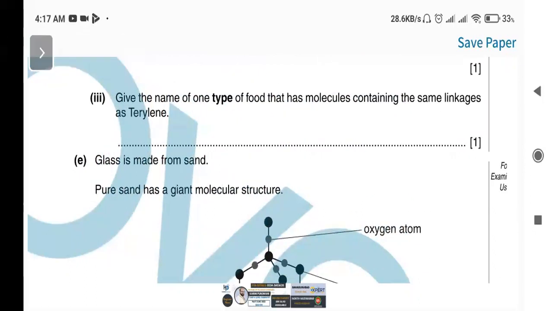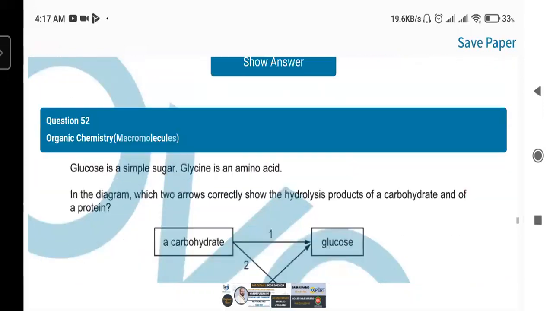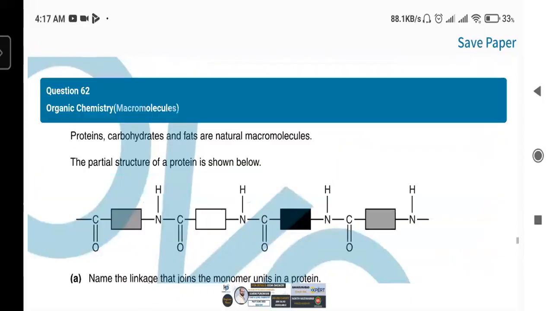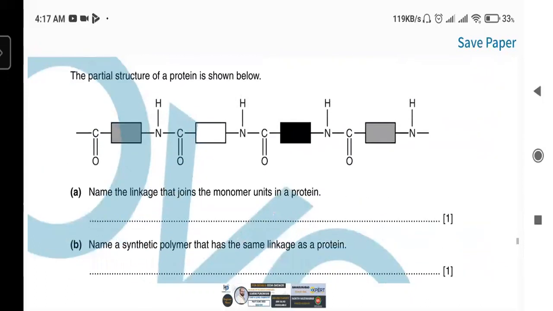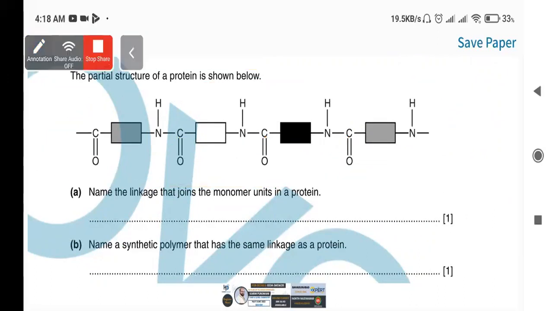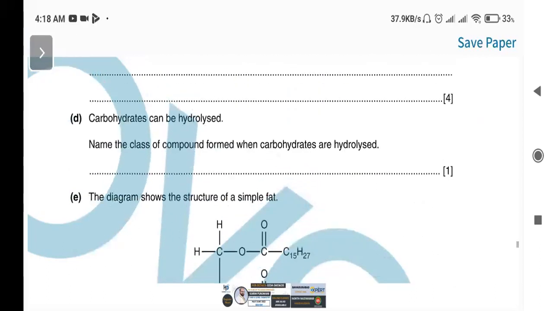Same linkage as terylene. Terylene contains ester linkage, and we have already learned that fat also contains ester linkage. Okay, that would do for polymers. Nothing extra needed. So this one. In here, look, all the linkages are the same format: NC, NC, NC. So it's an amide linkage, and since they appear in the same format, it's a protein. Okay, and you can answer this question easily.